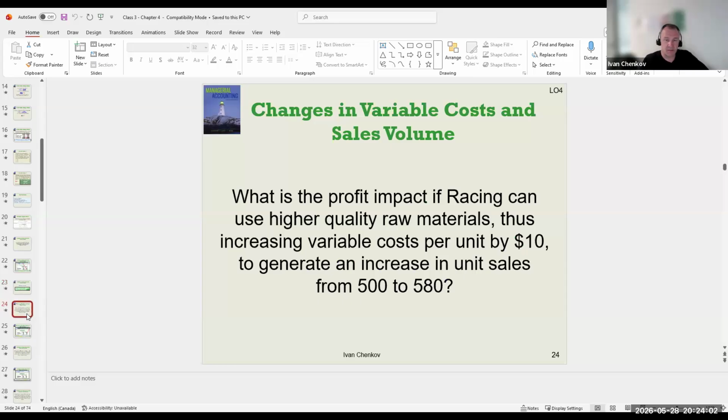Now let's try another scenario. What is the profit impact if we use the high quality raw material? That means the variable cost is going to go up. But that's going to increase the unit sales from 500 to 580. So we have an increase in sales of 80 units. Second thing is variable cost goes up. That means contribution margin is going to go down. Instead of 200, now we're going to have 190.